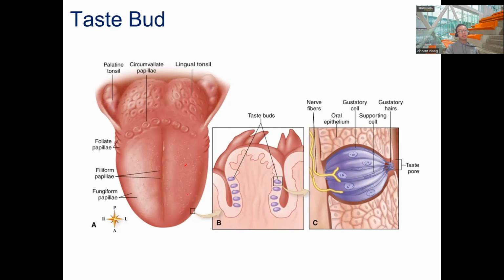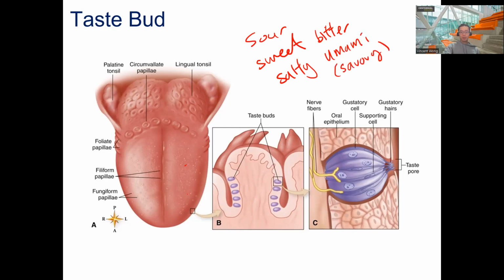Anyone want to tell me? Sour. Sweet. Salty. What's another one? Bitter, that's right. And one more. Someone again, part of the message says savory. That's right. So the savory one is called umami, which is again savory. Umami is Japanese for yummy or delicious.